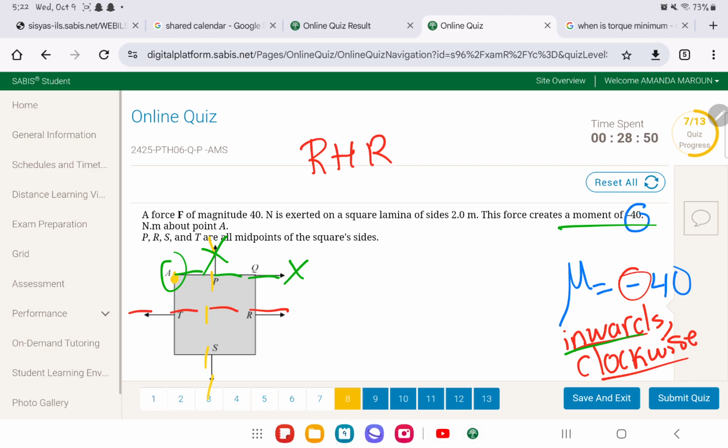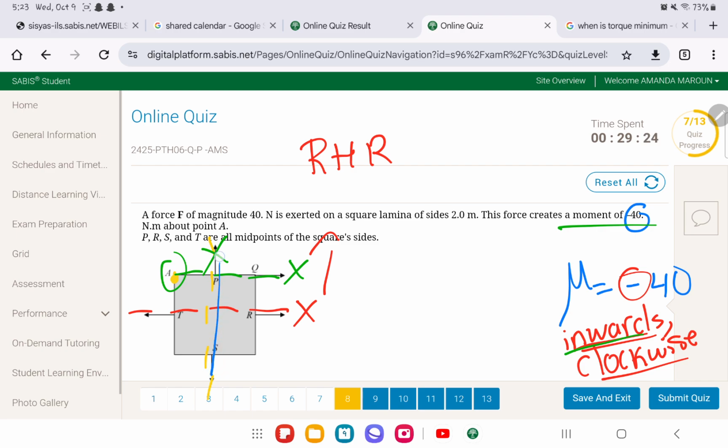Let's use R. We're going to do the right hand rule, and we are going to put our palm facing our axis. Our axis is upward, so we have to put our palm upward. If you notice, your thumb is going to be pointing away from you, so it is outwards. It's not what we need, so R is definitely not the force that caused this moment.